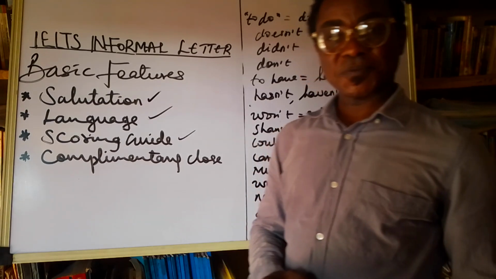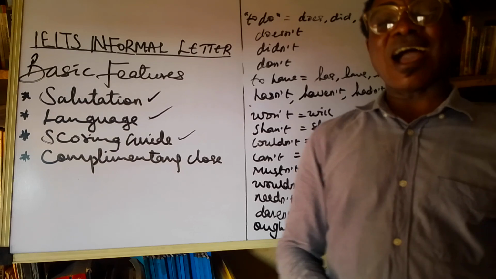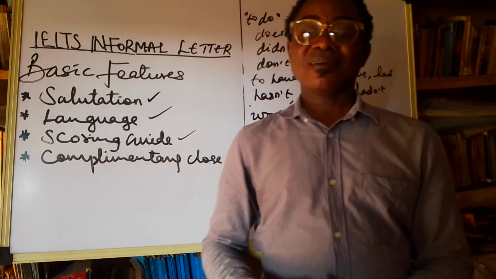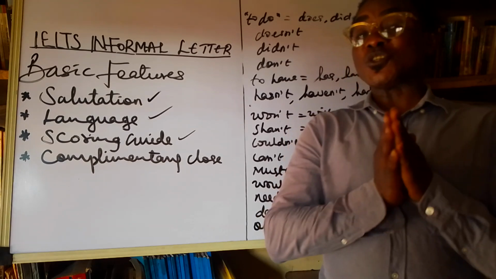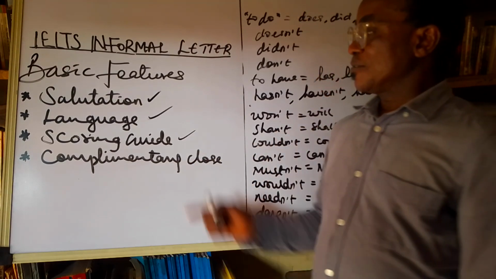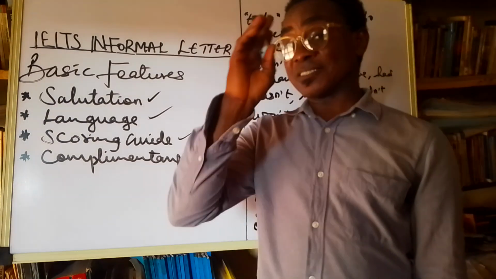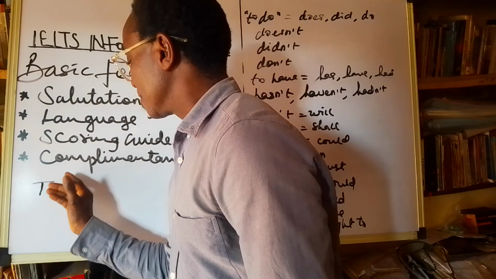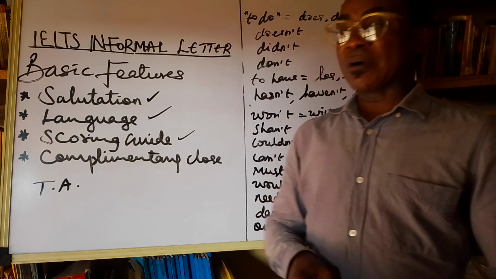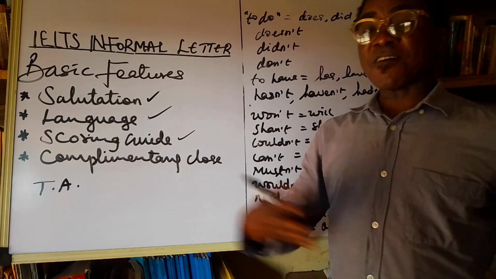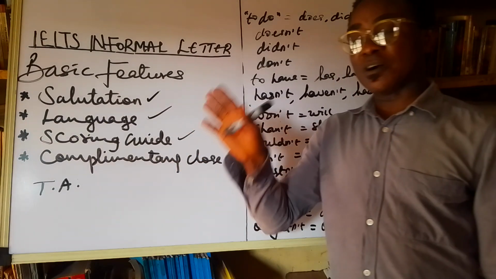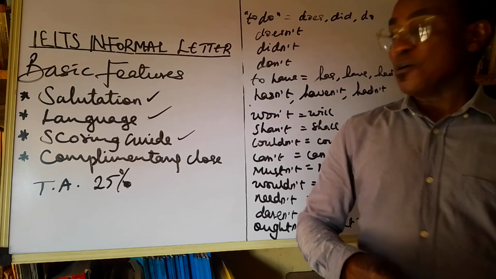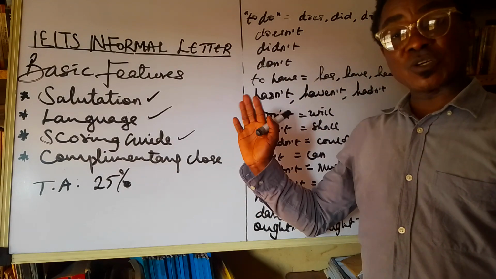Then we need to know a little about the scoring guide. How does IELTS score you? What are the benchmarks? What are the criteria? Or what are the yardsticks for measuring your performance in IELTS writing? Your writing task attracts a 100% score. This 100% score is divided among the four elements of language skill that should make up your writing. Each of them attracts 25%, or each of them accounts for 25% of your total score.